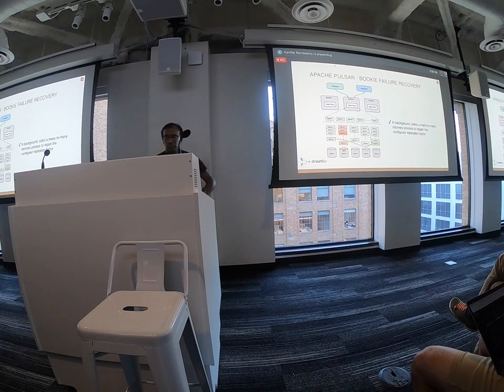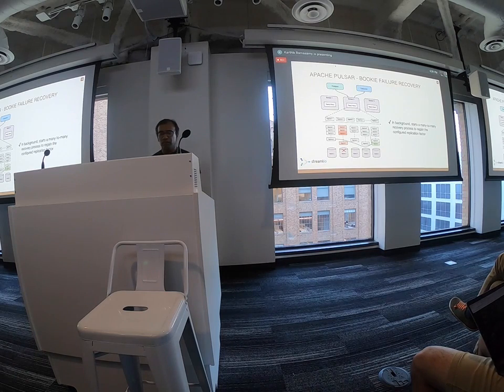Now, if one of the bookie nodes goes down, what happens? The replica count of the segments on that bookie is reduced by 1, right? So in the background, we have a bookie recovery process that brings the replica count back to the desired value using a many-to-many recovery process. The reason it is many-to-many is because the segments are distributed across multiple nodes, right?